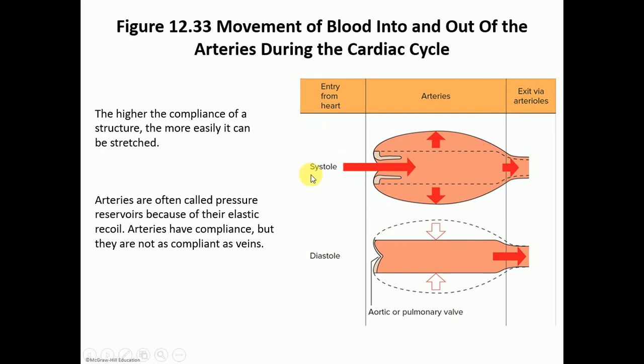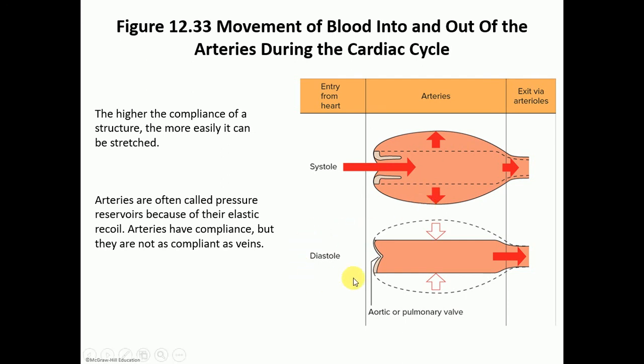So this part on the top represents ventricular systole. And this right here is going to represent one of the valves. So we'll talk about the left ventricle and the aorta. This represents the aortic valve. And as the ventricle contracts and blood is pushed into the aorta, you see how it's able to expand and accommodate that blood coming in.